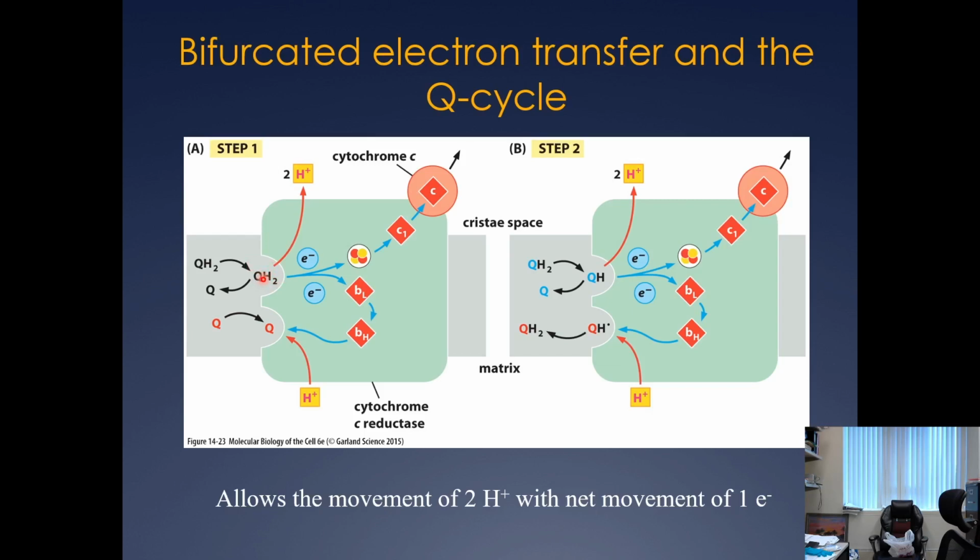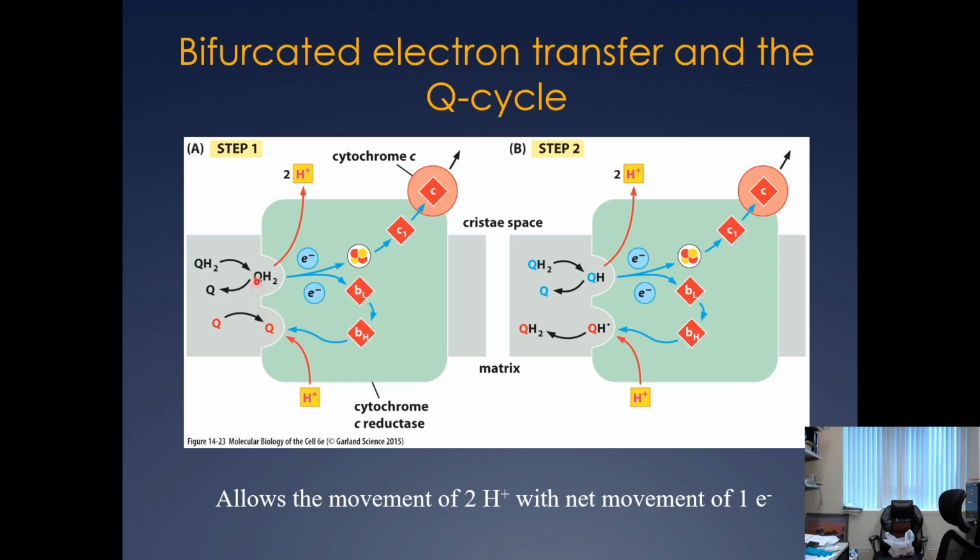And so in the first step, 1 electron goes in its bifurcated electron transport to the Rieske iron-sulfur protein, then to cytochrome C1, and then on to cytochrome C. Okay, so eventually cytochrome C is going to get reduced here. A second electron goes to the heme BL, and then to heme BH, and then it eventually goes on to an oxidized quinone, the ubiquinone here. And in the process, that electron is going to cause it to take up a proton.